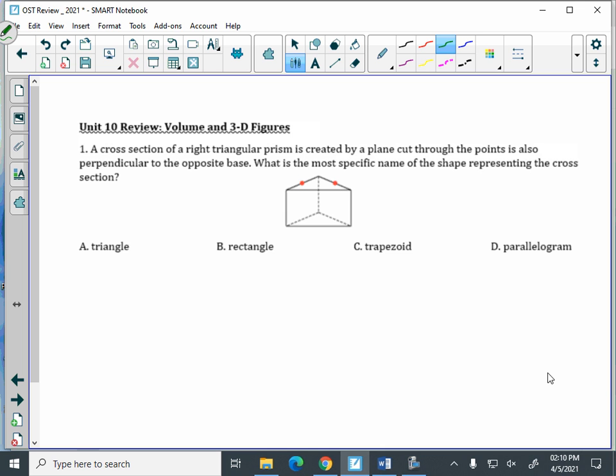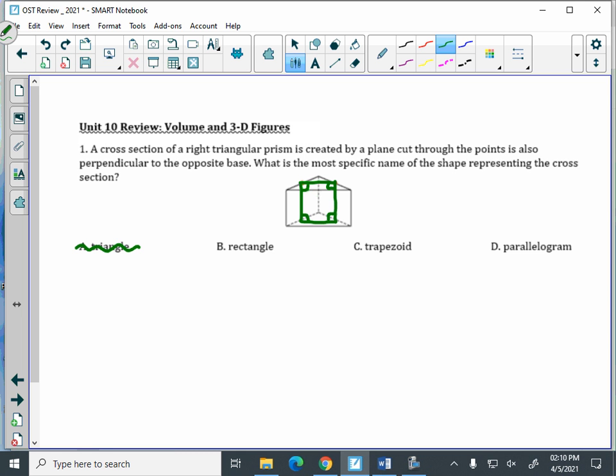Well, let's draw in this base. So this plane is going through, and it's perpendicular to the opposite side, which means it's making right angles when it intersects. And this also means it's perpendicular to the top part too. We have a quadrilateral with 4 right angles. So definitely not a triangle.